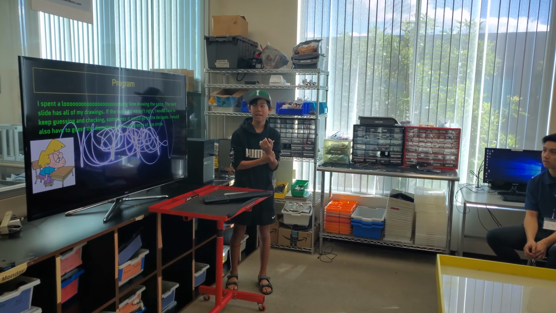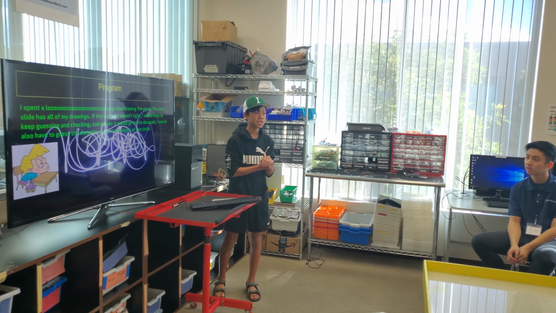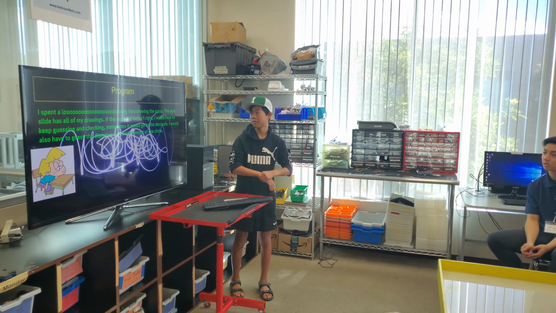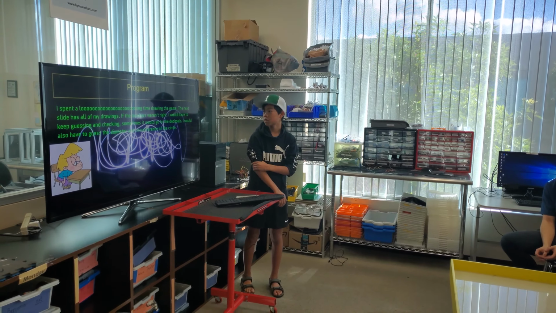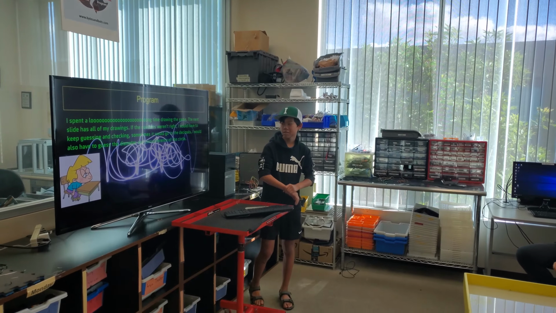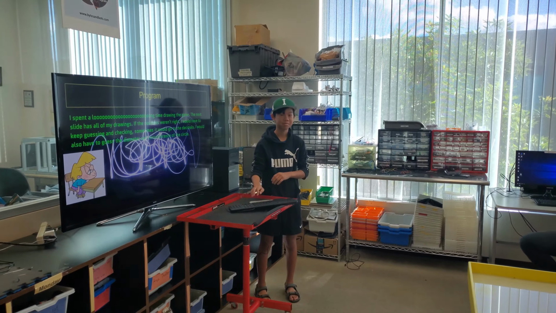If the numbers weren't right, I had to keep guessing and checking and retesting the code. Sometimes it would go to decimals. I would also have to guess the diameter or circumference of the circle.